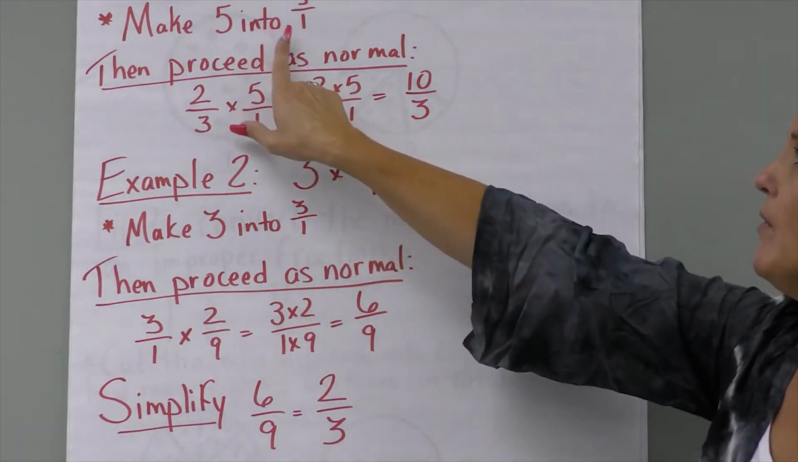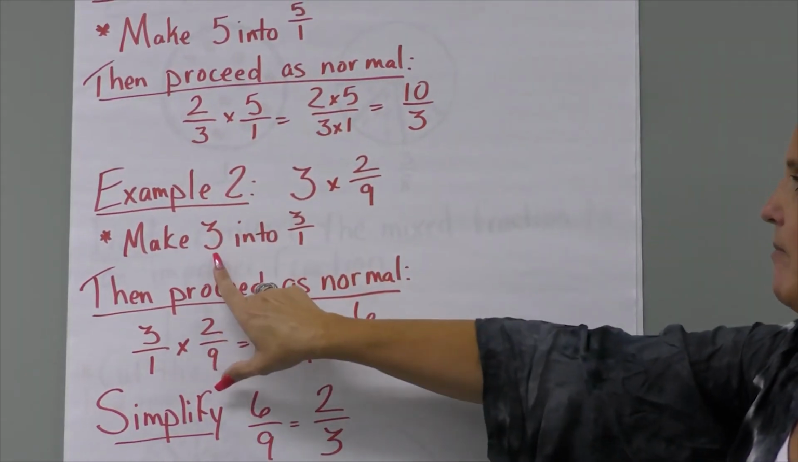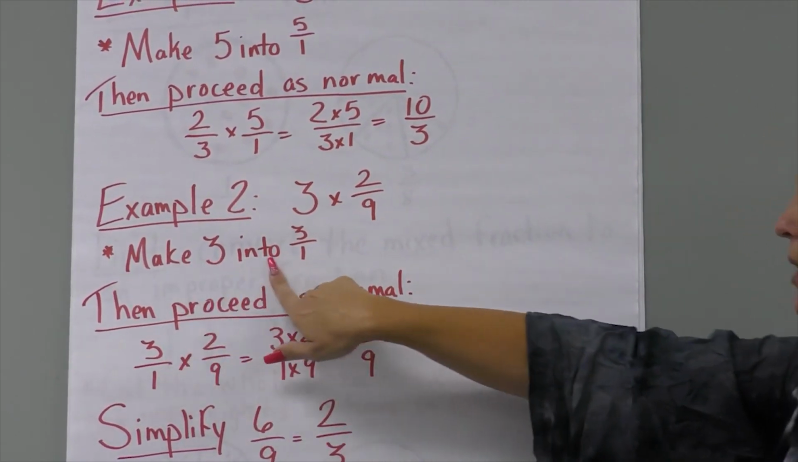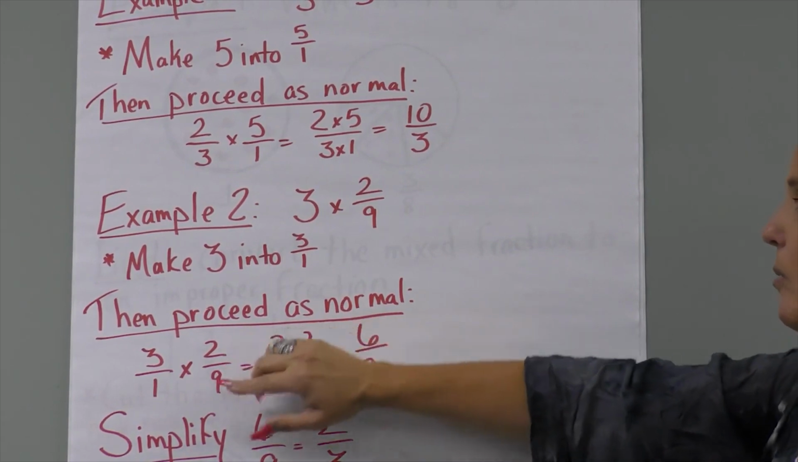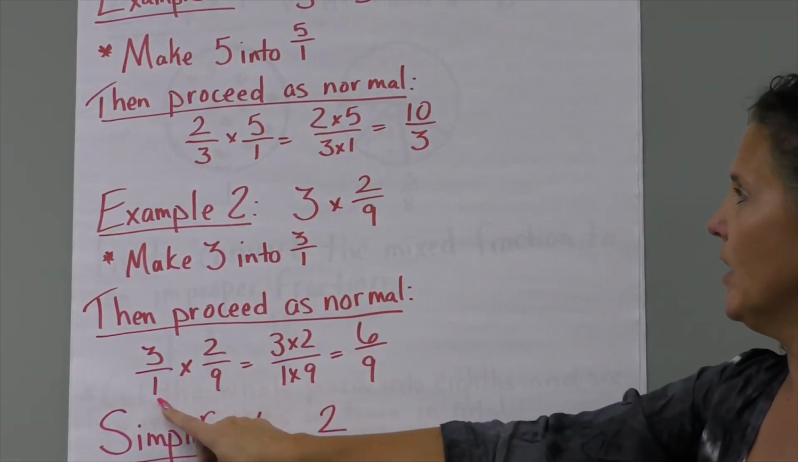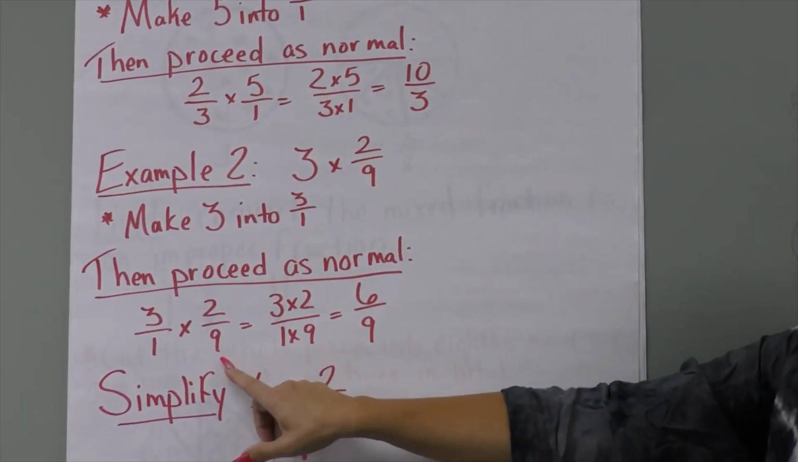Up here we put 5 over 1. We can do the same thing with 3. We can make 3 into 3 over 1, and then we can proceed. So we bring our 3 over 1 down here, and we're going to multiply it by 2/9.